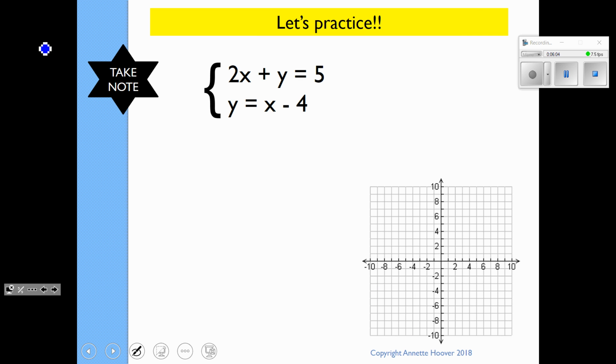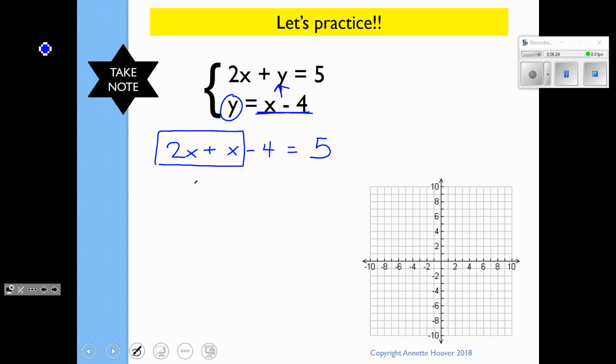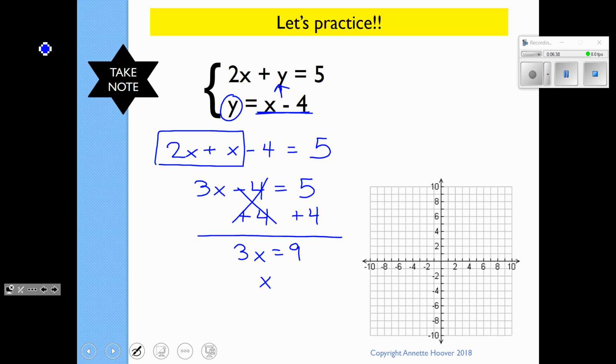Okay, another example. This time, we only have a variable by itself in the second equation. Here's the y by itself. So we're going to substitute that in for y here. When we do that, we have 2x plus, now we're going to substitute x minus 4 into the y. Now we can combine our like terms. Now we have our simple two-step equation where we're going to add 4 to both sides. That results in 3x equals 9, and then of course x is equal to 3.